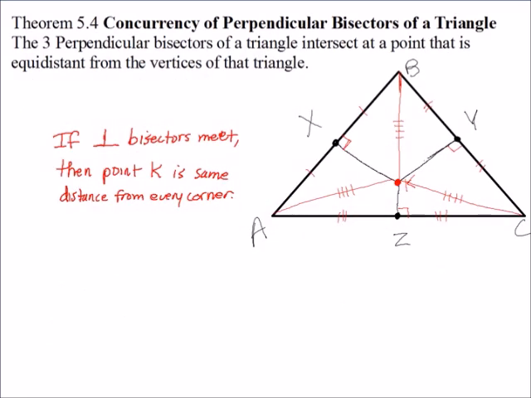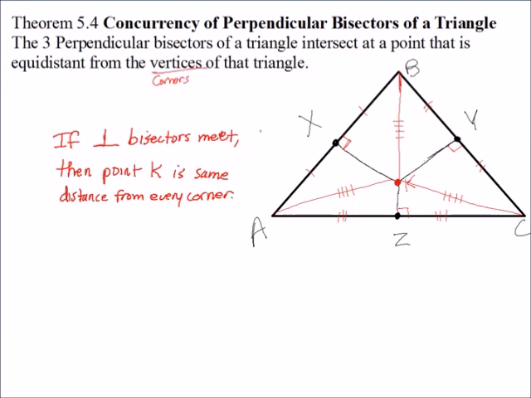And finally, the theorem for 5.4 is the concurrency of perpendicular bisectors of a triangle. Remember, concurrency means happening at the same time. They're going to meet at the same place. The theorem basically says if the three perpendicular bisectors of a triangle meet at a point, that point is equidistant from the corners. That's what vertices are. The corners of that triangle.